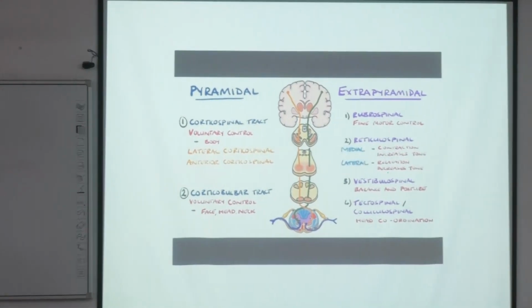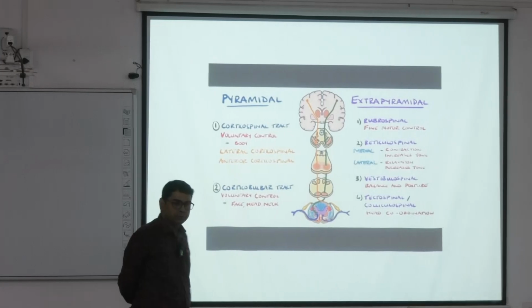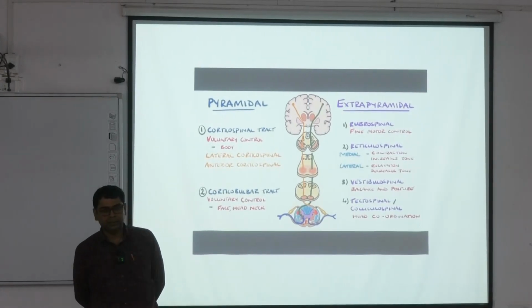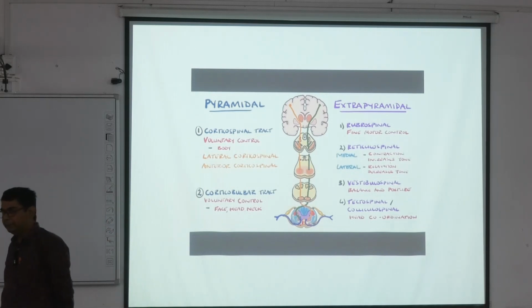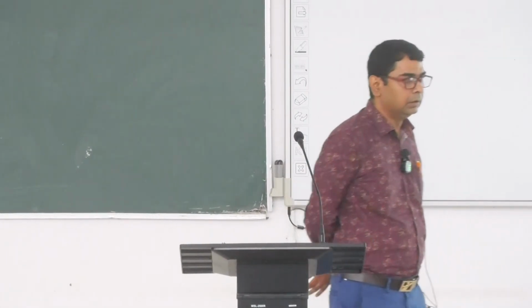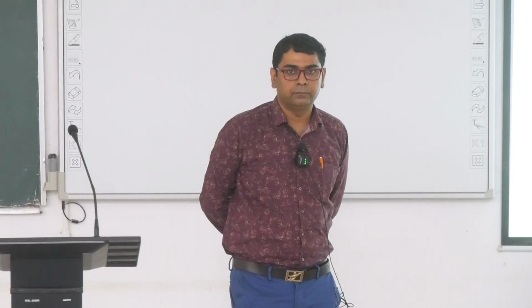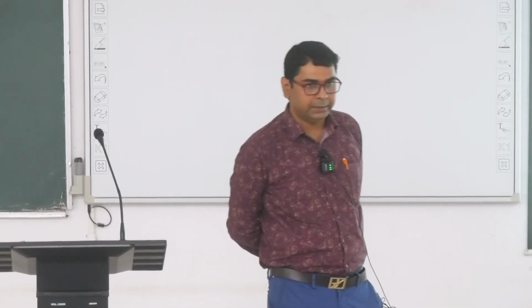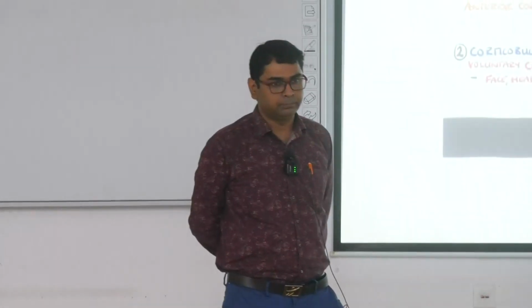What is the difference between the pyramidal and extrapyramidal tract? Actually the pyramidal tract is newer, and the extrapyramidal tract is older. As it is newer, it develops after birth. When a child starts walking at the age of 15 to 18 months, then the pyramidal tract becomes developed.